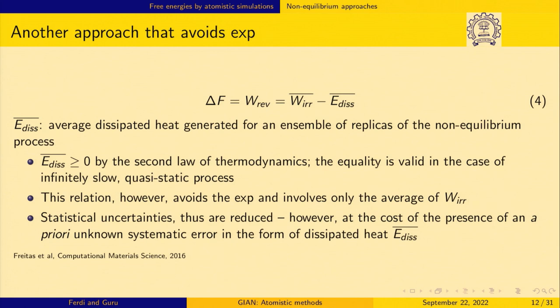which is the thermodynamic integration part. That is why we don't distinguish between reversible, irreversible, etc. You will get it in thermodynamic integration directly. That is not the case for us because there is dissipation. This relation avoids the exponential and only involves W irreversible. But the important point to note is that W reversible and W irreversible are ensemble averages.